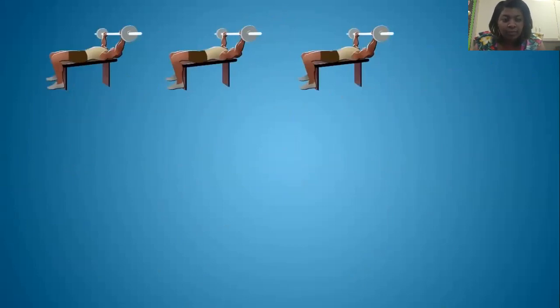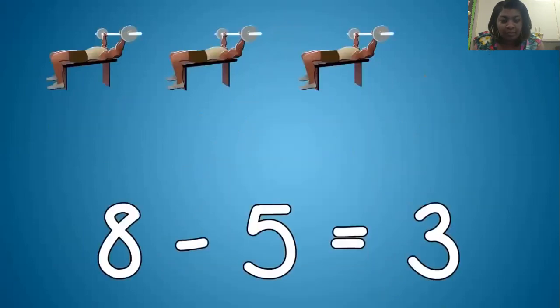8 bodybuilders are pumping up some weights. 5 bodybuilders stop and take a break. How many bodybuilders are still pumping up some weights? 8 minus 5 equals 3. Subtraction action, this is how you play. Move your body and take away. When you subtract, you get the difference. Let's do subtraction, move and have fun.